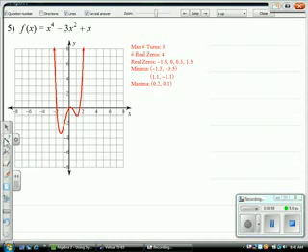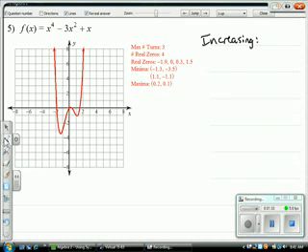Min and max are things that you're going to have to do with the calculator, and by now everyone knows how to do that, so we don't need to go over that. The one thing we should go over is the increasing and decreasing intervals. Okay, if we're looking at increasing, what we're talking about is where does the graph go up? Where is this graph pointing upwards?